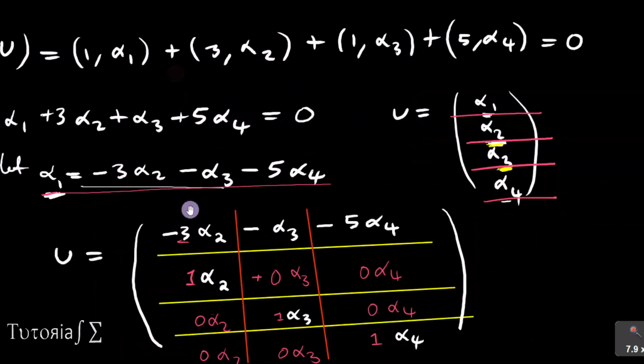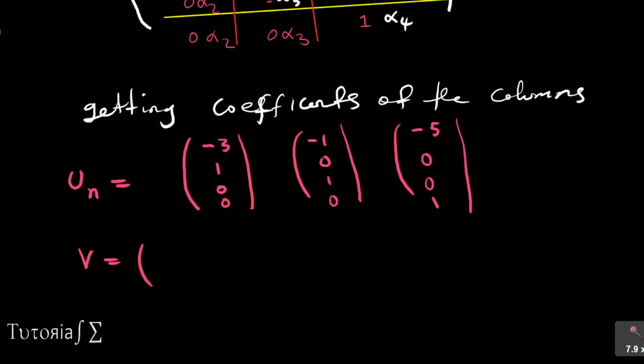1, 3, 1, 5, 1, 3, 1, 5. The vector V was 1, 3, 1, 5. Okay, so now if you check 1 times negative 3, that would be negative 3. Then 3 times that will be positive 3. When they add, they will give us 0. 0 times this will give us 0. So these vectors are orthogonal to this vector.